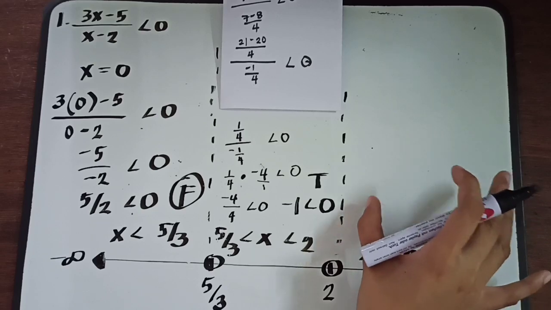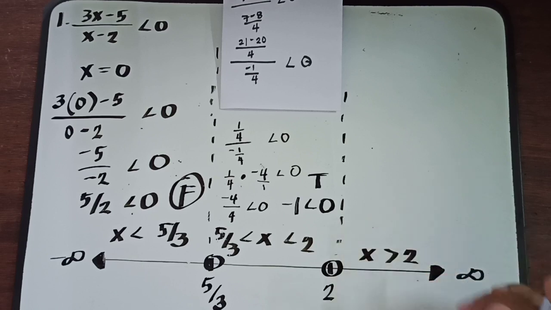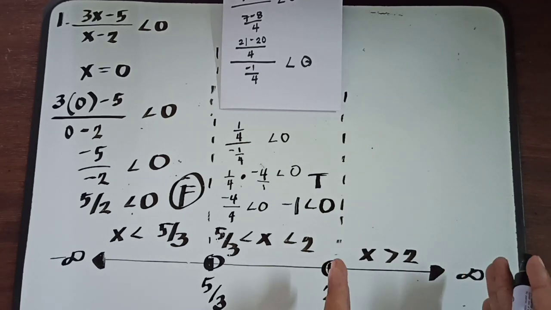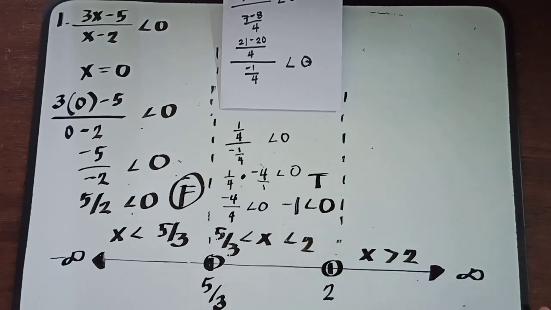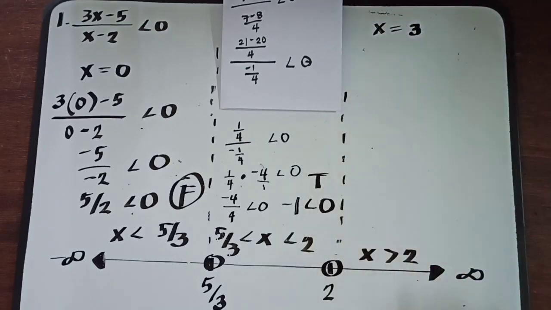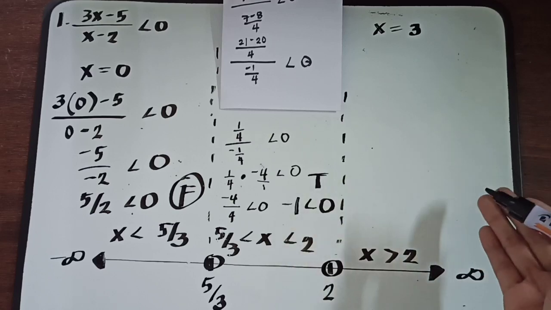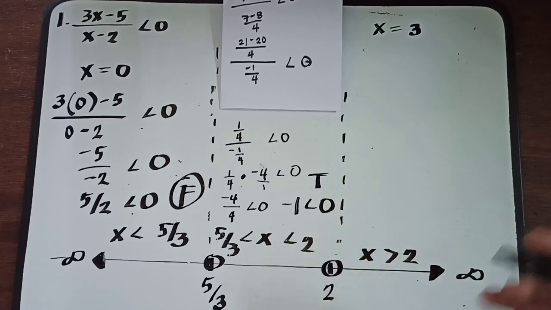Check naman natin kung itong interval ba na to is pasok din sa solution set. Okay, so think of a number which is greater than 2. So again, pwede kayong magbigay ng sarili nyong value basta greater than 2 or pasok dito sa interval. Okay, so x is equal to 3. So, this is greater than 2. Pwede rin naman pong 4, pwedeng 5, pwedeng 6, pwedeng 7, and so on.